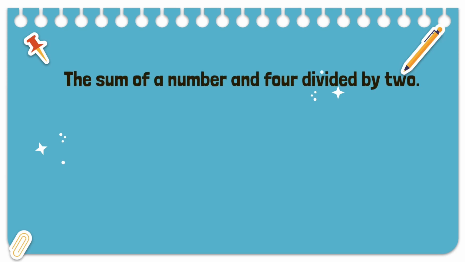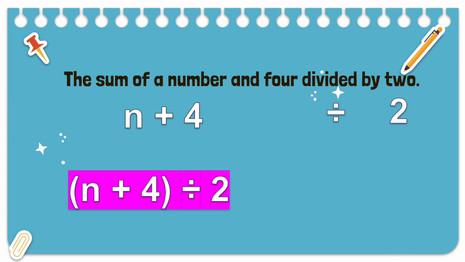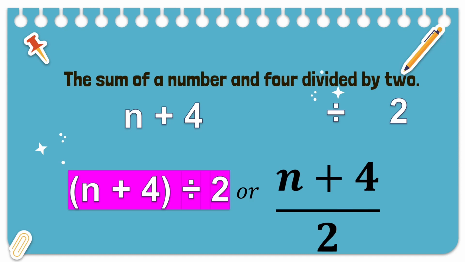The sum of a number and 4 divided by 2. Okay, so ang sum daw ng number and 4. So let n be the number. So n plus 4 is divided by 2. So we will use the division symbol. Then 2. So pwede natin siyang isulat as n plus 4 divided by 2, or in fractional or in rational form, pwede siyang isulat as n plus 4 over 2. So same lang siya ng value or translation. So pwede niyo siyang isulat ng gagamit ka ng division symbol or in rational form.